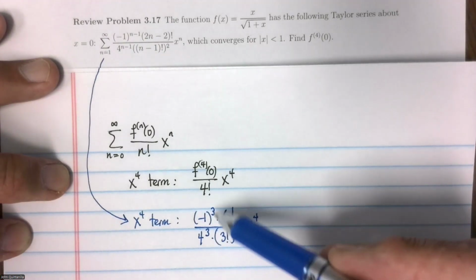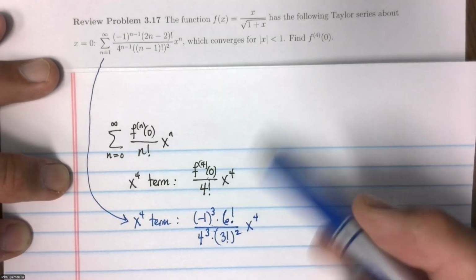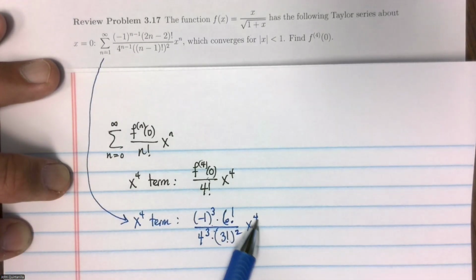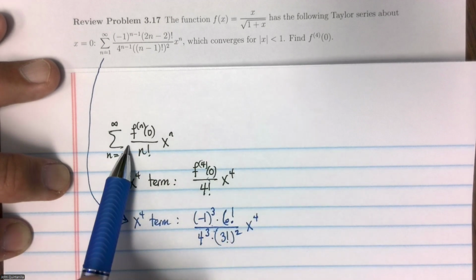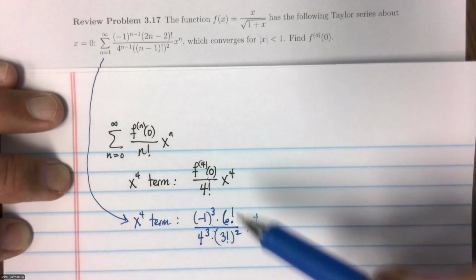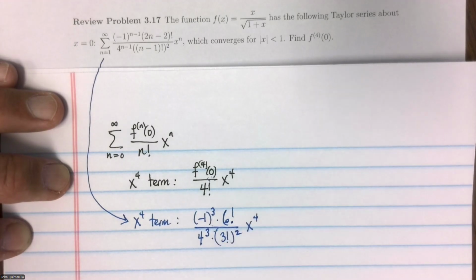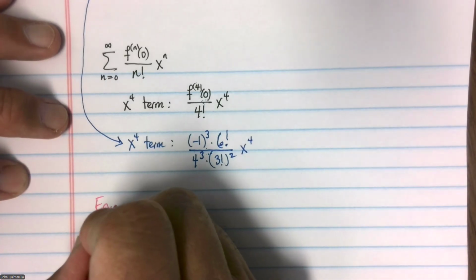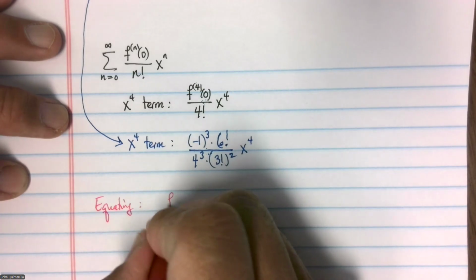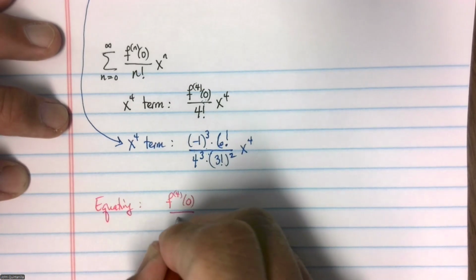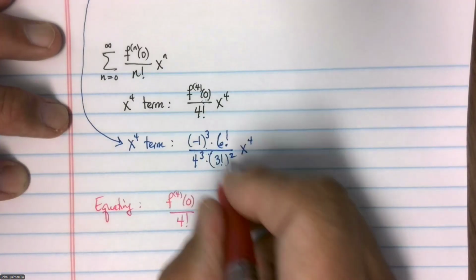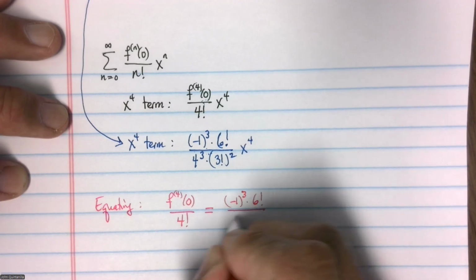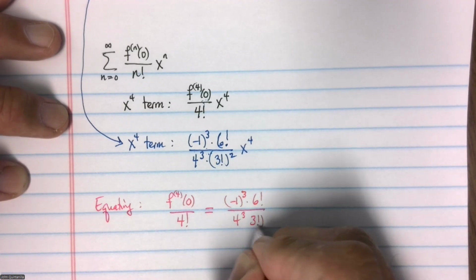And so these two things have to be equal. So here's your series. In the original Taylor series theorem, I get this, and so these two things are going to match up. And so just equating those two things, we get that the fourth derivative at 0 times 4 factorial is equal to negative 1 to the third times 6 factorial over 4 to the third times 3 factorial squared.